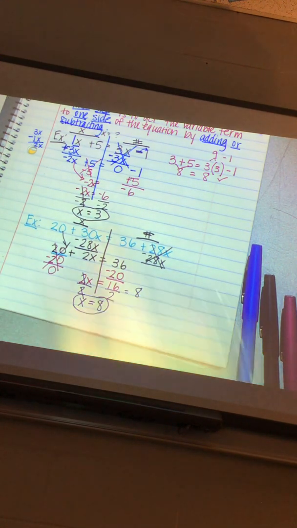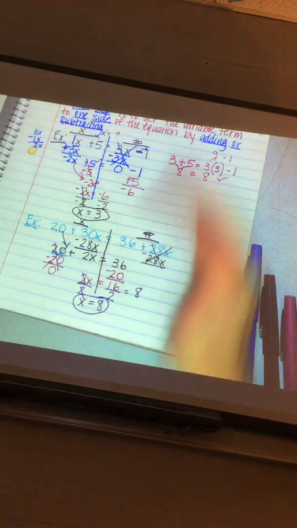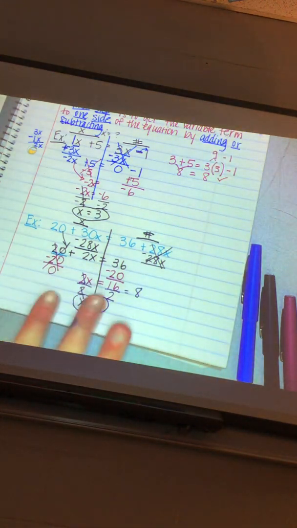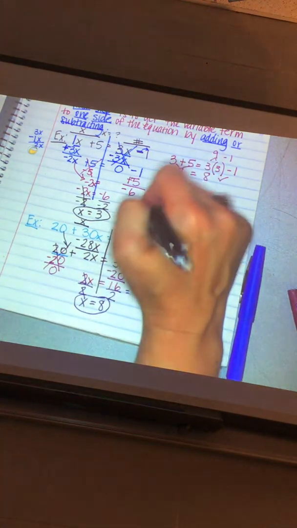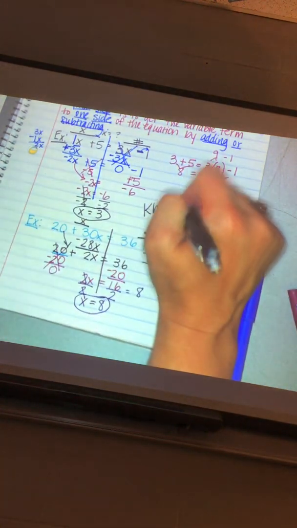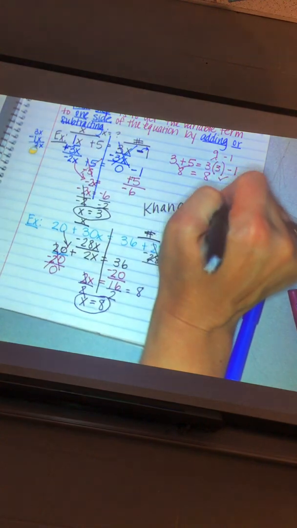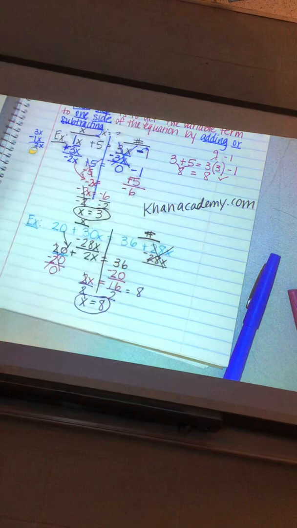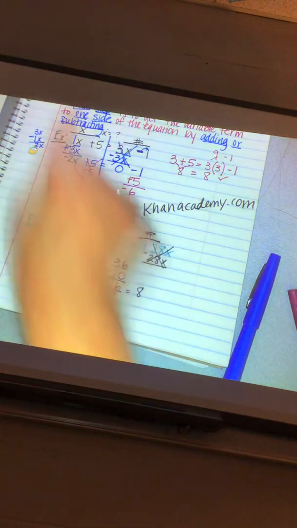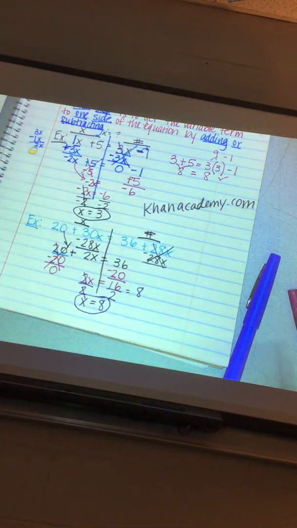I hope this made sense to you. If you need to go back and watch some steps to clarify, and remember, there's always this site, khanacademy.com, and you could just search in multi-step equations with variables on both sides, and they will get you even more practice.